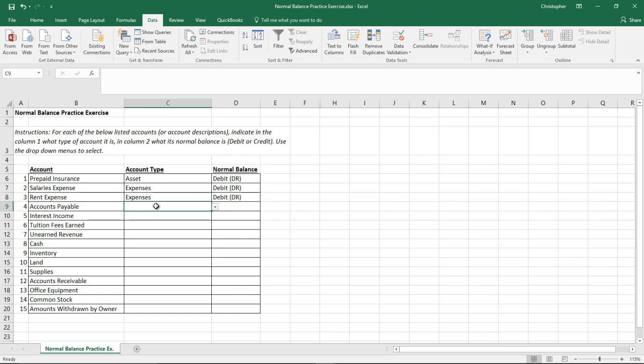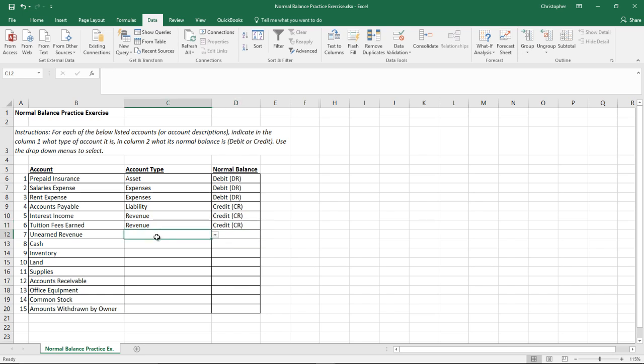Then we get to accounts payable. Generally when you see the term payable, we're talking about a liability. We owe somebody something. That is the L in the CLRC mnemonic. They have a normal credit balance. Interest income would be a revenue account. It's income, it's revenue. Revenue is the R in the CLRC mnemonic, so that has a normal credit balance. Tuition fees earned, this is just another name for a type of revenue account. Again, that'll be a credit again.